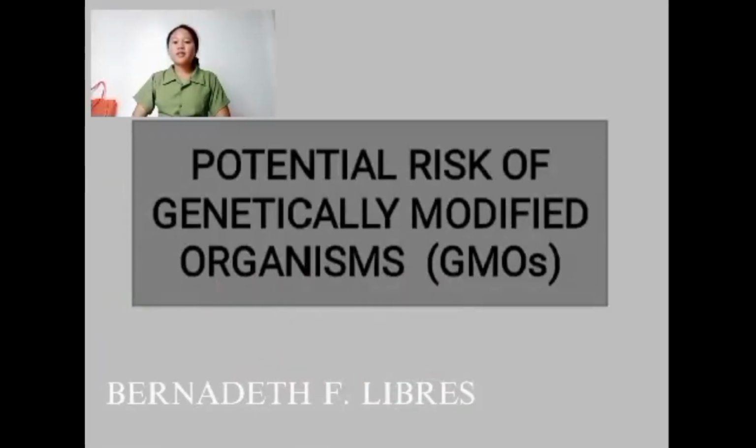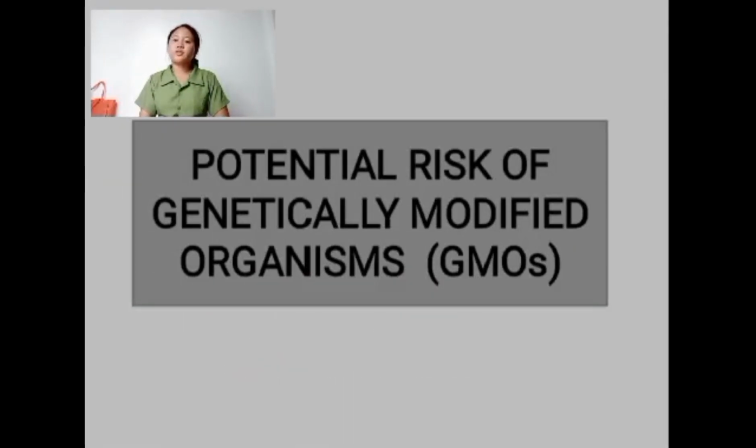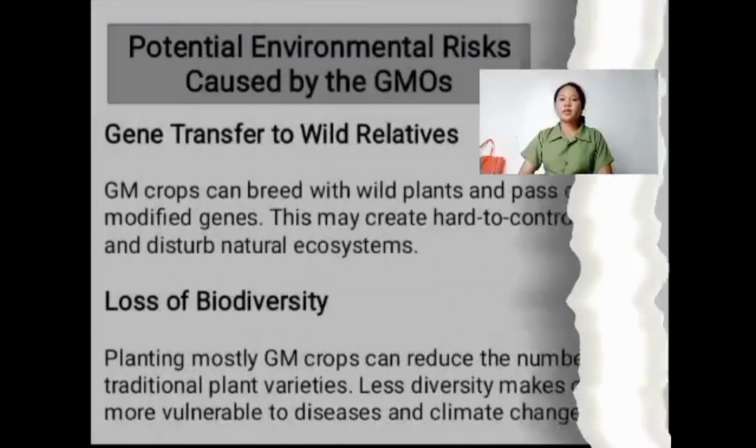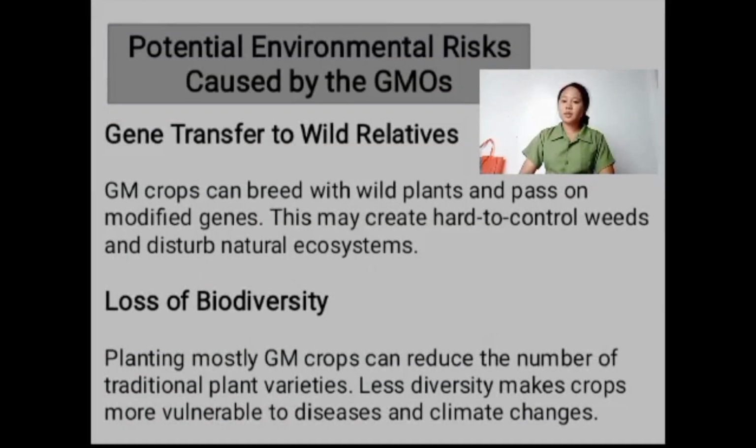Now, let's go on to the potential risks of genetically modified organisms or GMOs. Let's tackle first the potential environmental risks caused by GMOs. First is the gene transfer to wild relatives. GM crops can breed with wild plants and pass on modified genes. This may create hard-to-control weeds and disturb natural ecosystems.